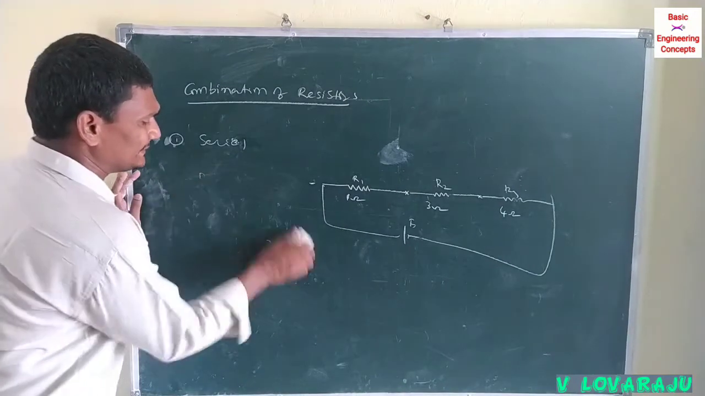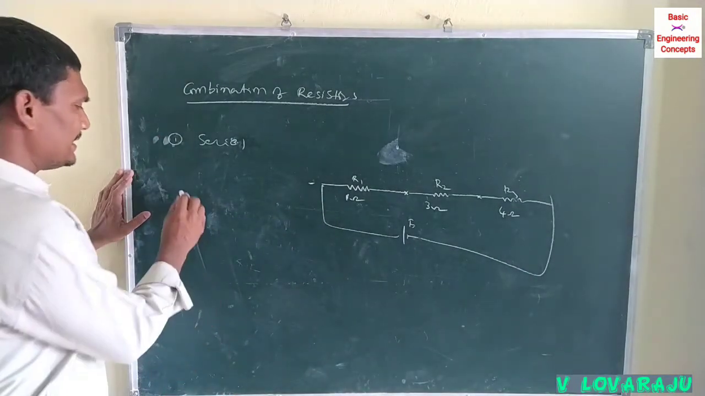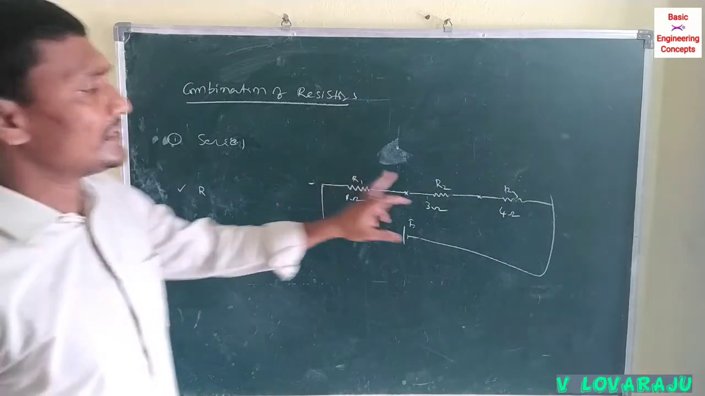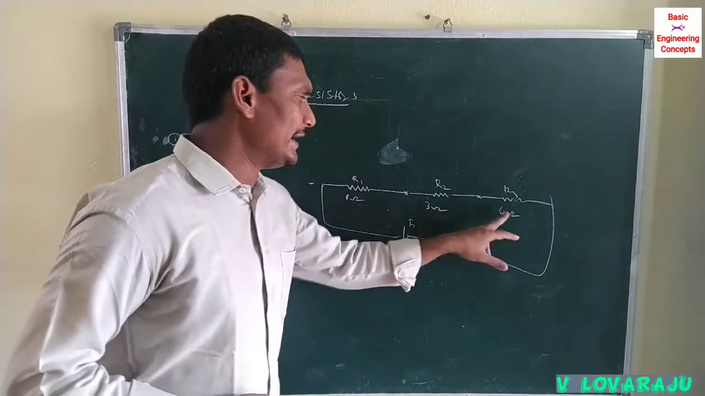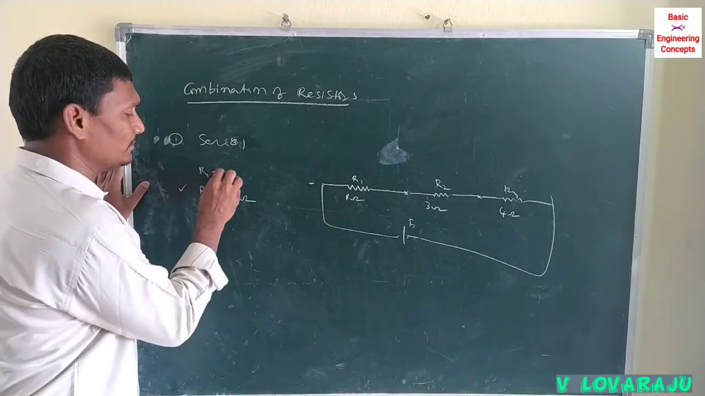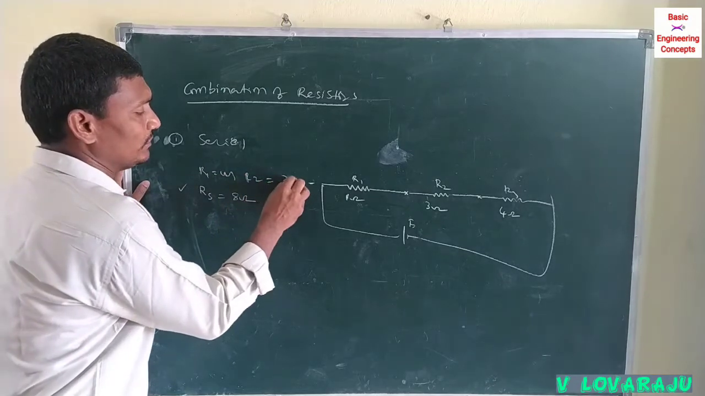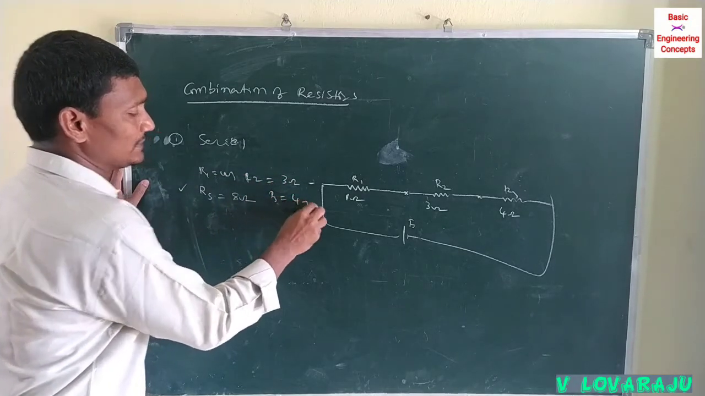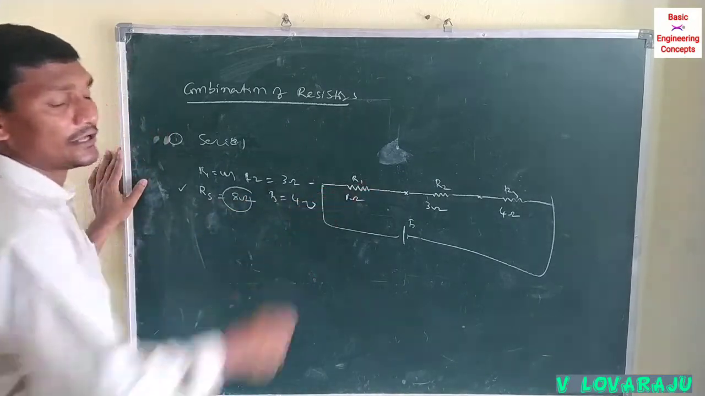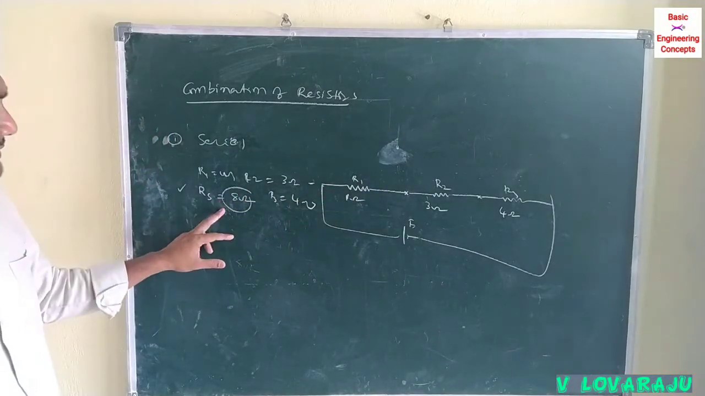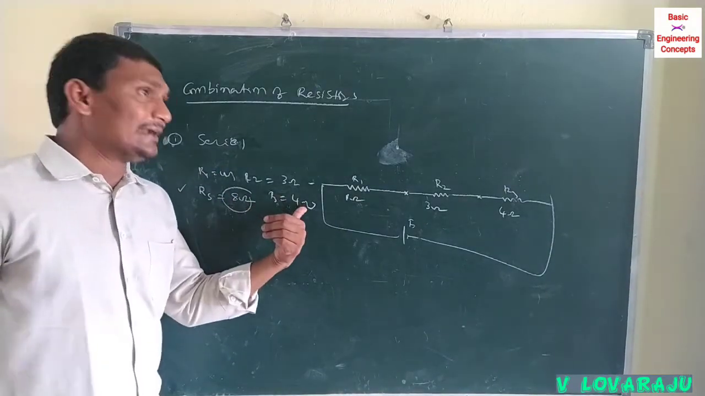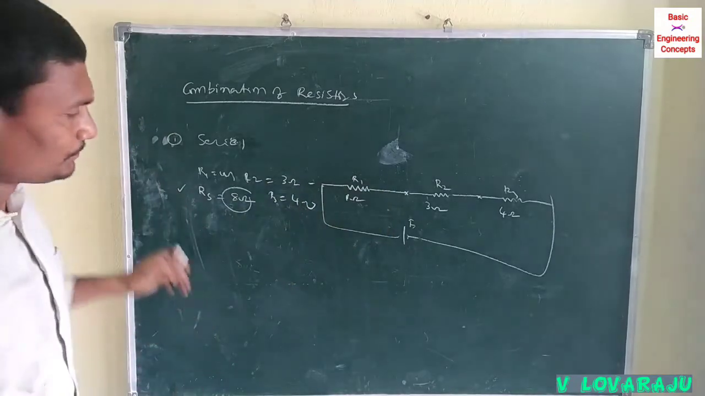Next one. In a series combination, the effective resistance is always greater than any individual value. Here R1 is 1 ohm, R2 is 3 ohms, R3 is 4 ohms, and the effective resistance is 8 ohms. It is always greater than the individual resistances in the combination.